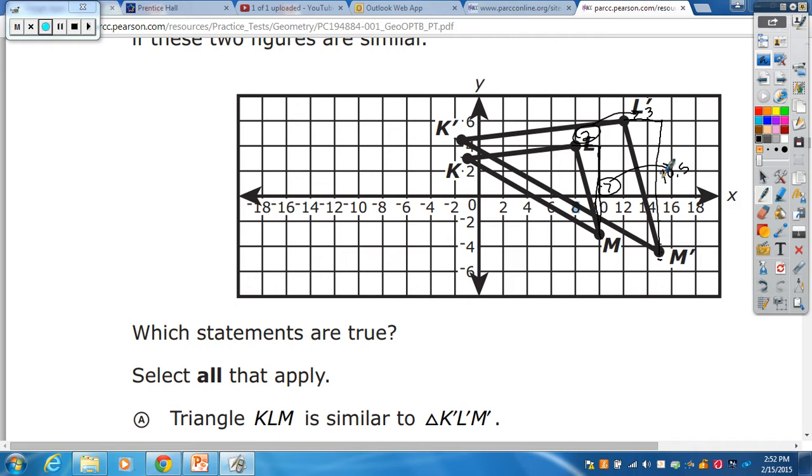And then, is it a translation? Remember, a translation, if you guys have done these in the past, are just slides, okay? When you slide a figure from one part of the graph to another part of the graph, the two figures have to be the exact same shape. And so F and G are not possibilities. So again, the answers to number 5 are going to be A and E.